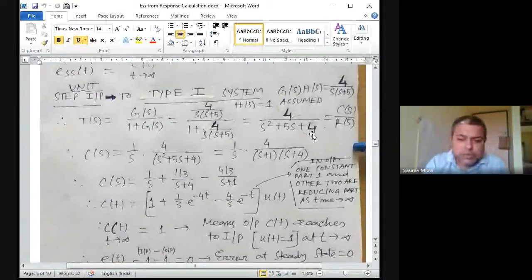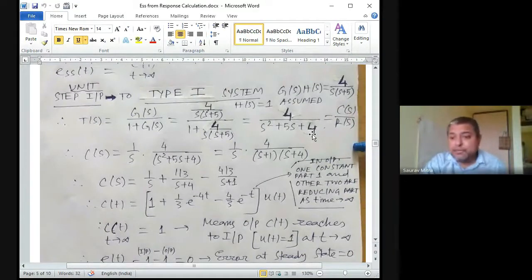Now, a request to you: whenever you are doing the lab experiment and generating code, you have to be a little tricky. You have to take this G(s)H(s) in such a way that this denominator is factorizable. So in this case, I have taken 4 divided by s into (s plus 5). You have to take A divided by s into (s plus B) in such a way that s square plus Bs plus A will be factorizable. In that case, your response will become very easy, calculation will become very easy. This I did not keep in mind whenever I was doing the lab.